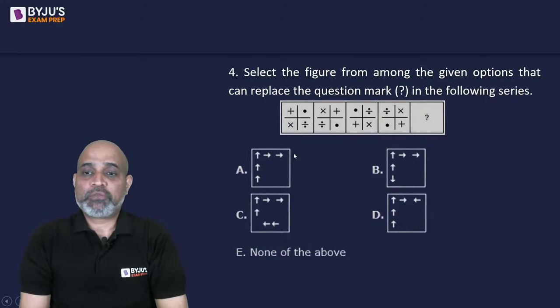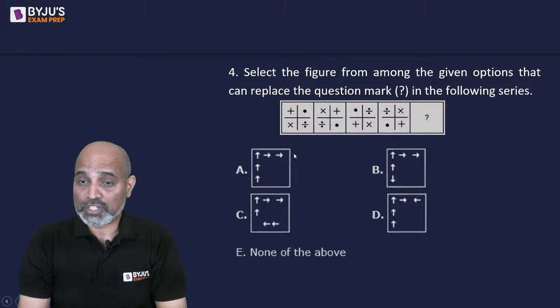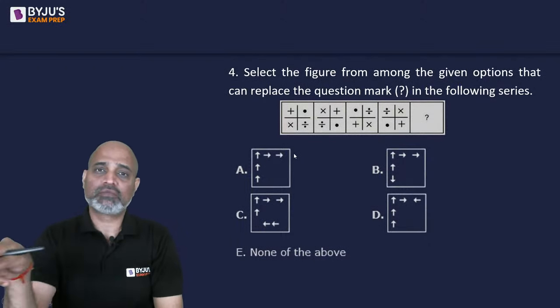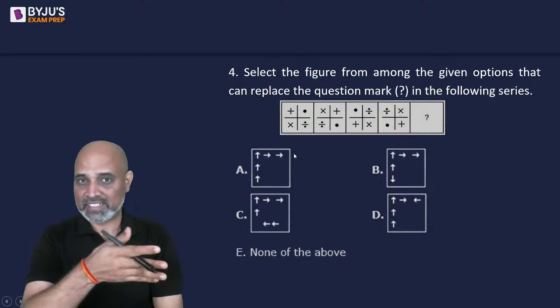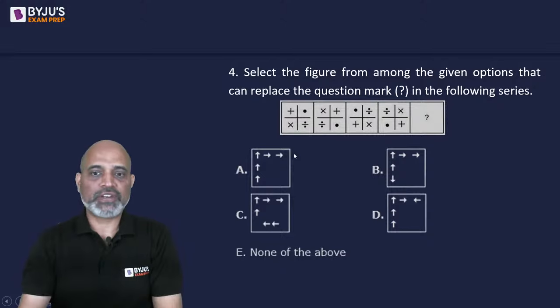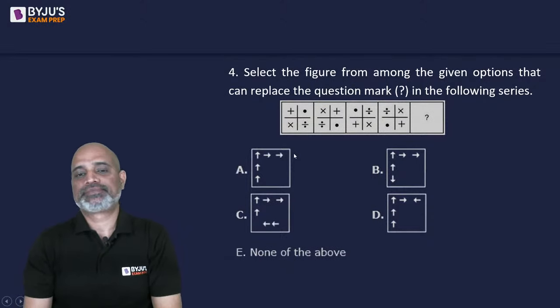Select the figure from among the given options that can replace the question mark in the following series. So we have got 4 symbols: plus, point, division, multiplication between pairs of axes, right? The x-axis and y-axis के तरह एक बड़ा सा plus बीच में भी है. Then the next one we have, and then the next one we have. So what is happening?